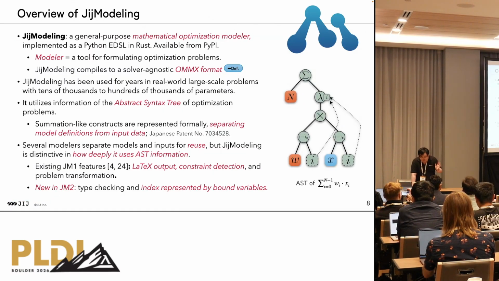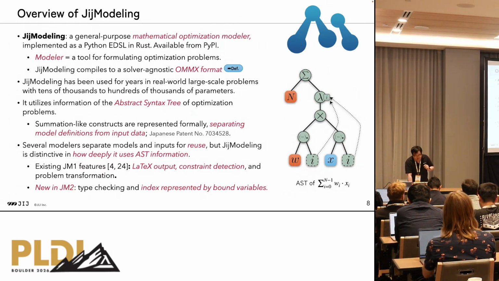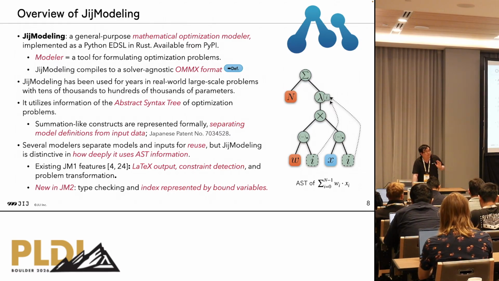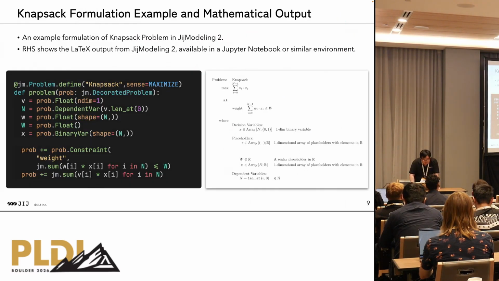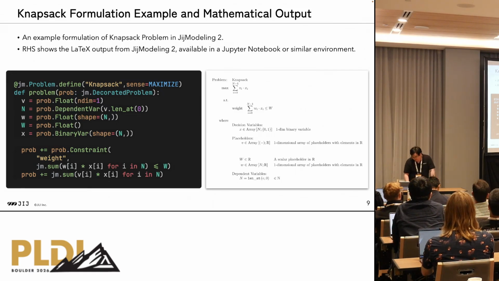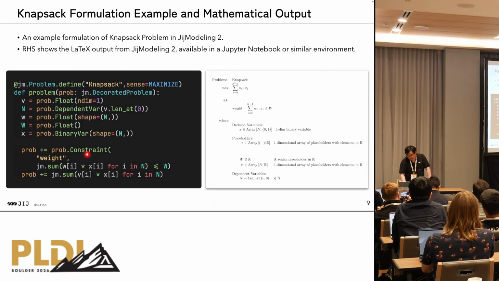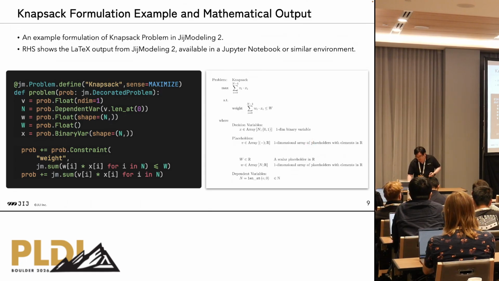JijModeling is a general-purpose mathematical optimization modeler implemented as a Python EDSL in Rust, and it compiles a high-level problem formulation into a solver-agnostic format and passes it to the solver. Its distinctive feature is that it separates the model definition from the input data and utilizes the information of the abstract syntax tree as far as possible. Here is an example formulation of the knapsack problem in JijModeling: on the left is the formulation code, and on the right is the mathematical output that is automatically generated from the left.